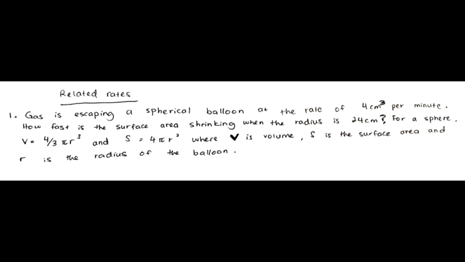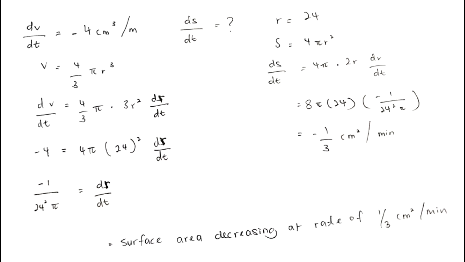For a sphere, volume is V equal to 4/3 pi r cube and S equal to 4 pi r square, where V is the volume, S is the surface area, and r is the radius of the balloon. In the question, we must find the value of dS over dt. We know the volume is 4/3 pi r cube and the surface area is 4 pi r square.